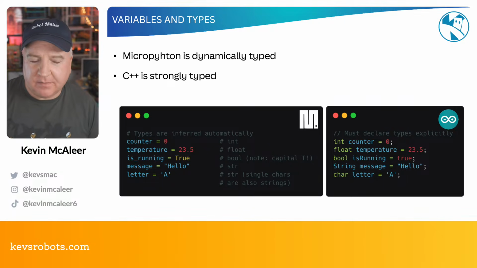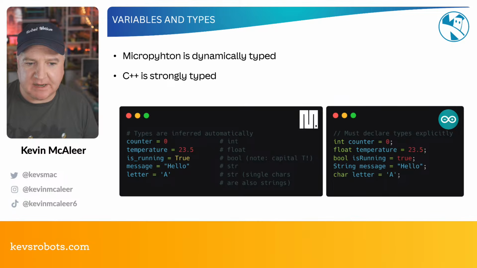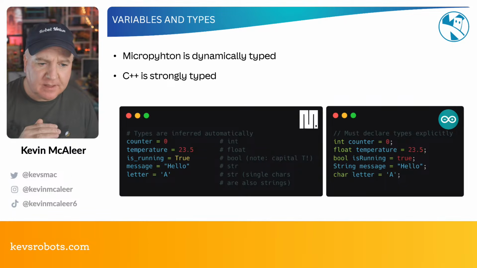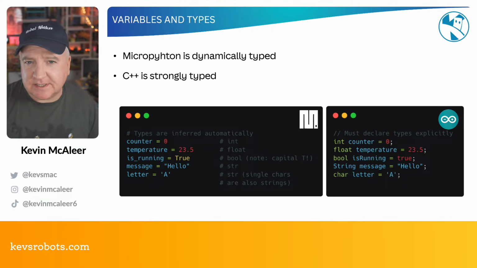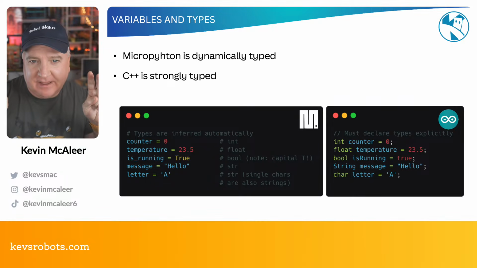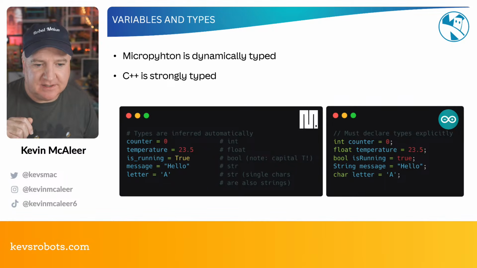In Python, all the types are inferred. So if you say count equals 0, 0 is an integer, it's a whole number, so it knows it's an int type. If you say temperature equals 23.5, it's a floating point number because you've got that floating point in there. It knows that that's a float. If you say is running is true, it's a boolean. It knows that it's either true or false. You have that capital T in true and a capital F in false. If you say message equals and then speech marks hello, it knows it's a string because you've put it in speech marks. And if you say letter equals A, you can have either double speech marks or single speech marks. That's also a string, it's just a string of a single character.